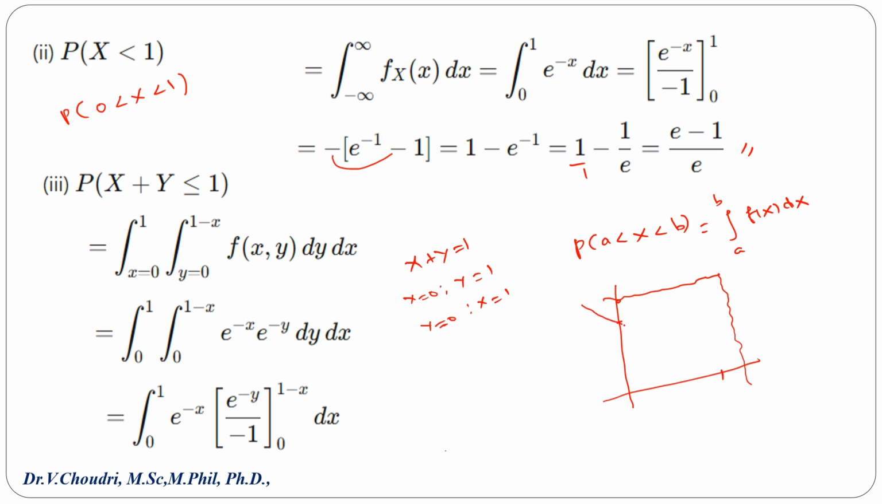So I join these two points. I am getting the straight line. That is x plus y equal to 1. Now the given one is less than 1. So x plus y less than 1 means this portion, and x plus y greater than 1 means this upper portion. Okay, so already we have the shaded area here.